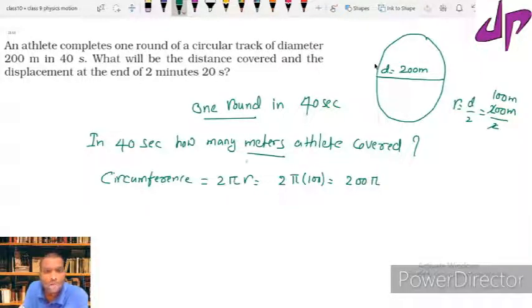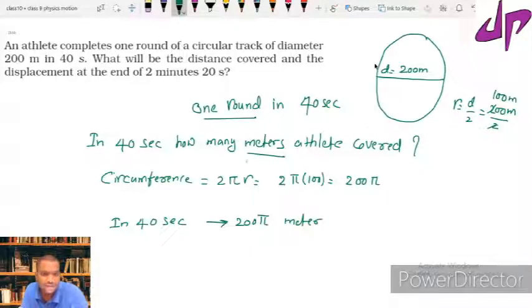Now the problem becomes simple. I came to know that in 40 seconds the athlete is covering 200 times pi meters. You can substitute the value of pi and simplify, so later I can do that. So in 40 seconds the athlete covered 200 pi meters.